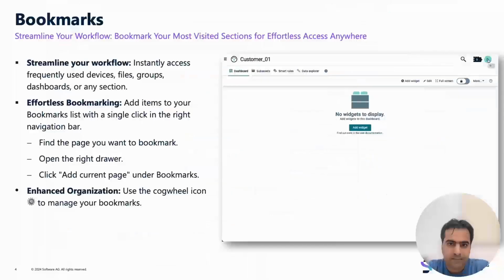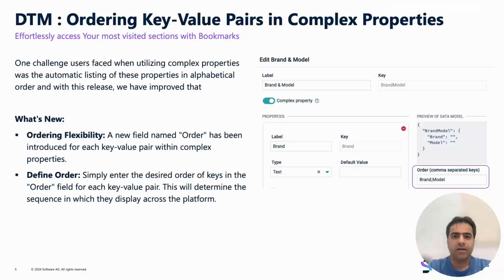Now coming to the Digital Twin Manager. One of the most powerful features of Digital Twin Manager is complex properties in the property library. Complex properties allow you to define multiple key value pairs in a single property. A lot of users are utilizing this functionality but reported that they are unable to define the order of these key value pairs. With this release, we have changed this.